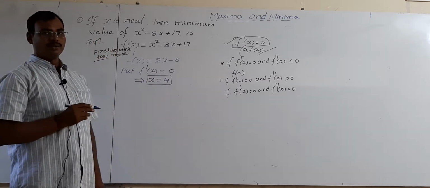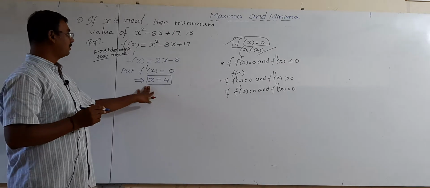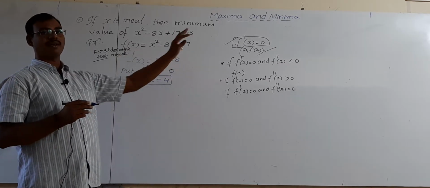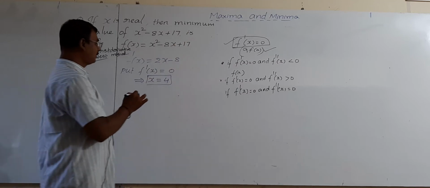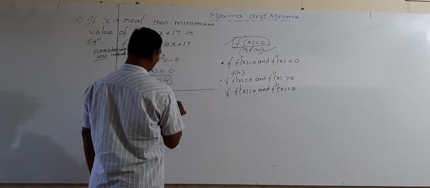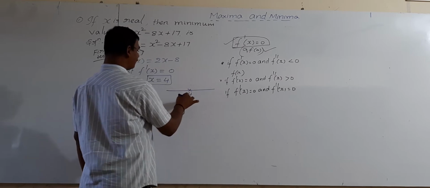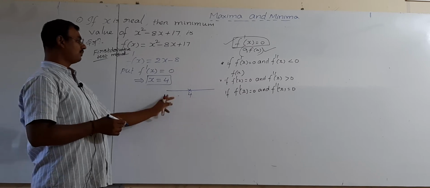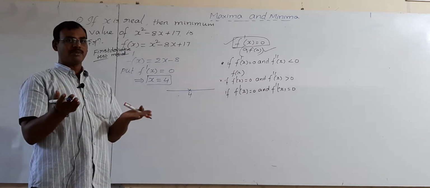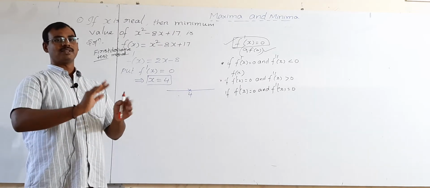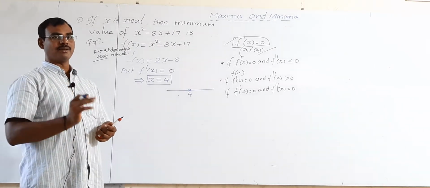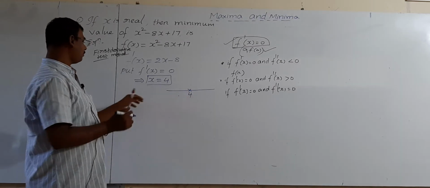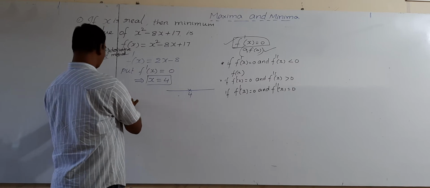At x is equal to 4, we have to observe the sign of f'(x), check the sign of f'(x). So let us take a number line like this. This is the 4. So we have to take neighborhoods of 4 only. Neighborhoods means nearby numbers, beside numbers, neighbors. So take the numerically also, no problem. So what is the sign of f'(x)?